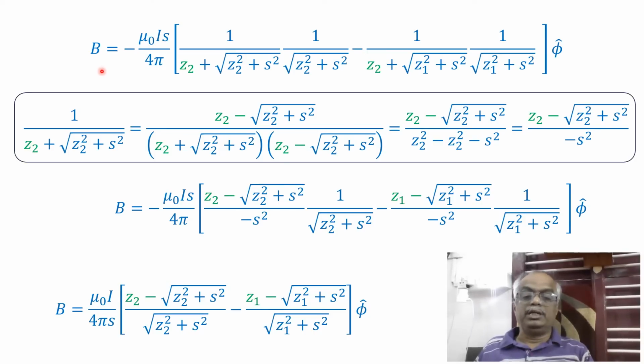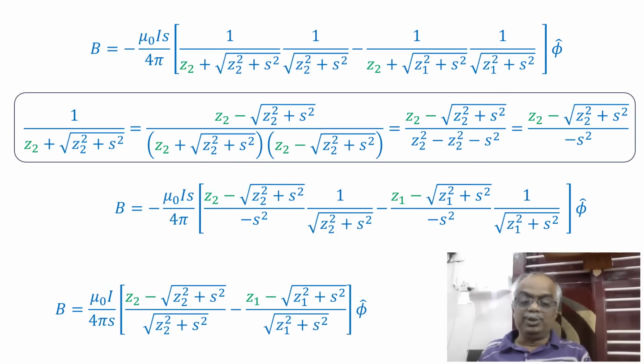Now we got the magnetic field equal to minus mu naught I s over 4 pi, multiplied by 1 over z2 plus square root of z2 squared plus s squared, multiplied by 1 over square root of z2 squared plus s squared. Same thing here, phi cap. Now I want to simplify this first term. Then similarly I will apply it here.